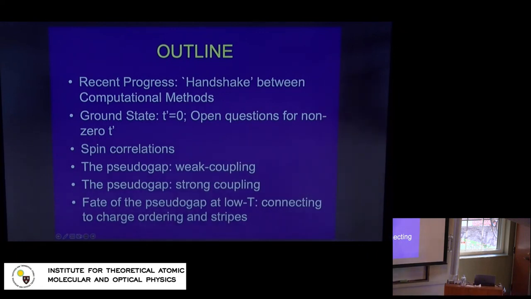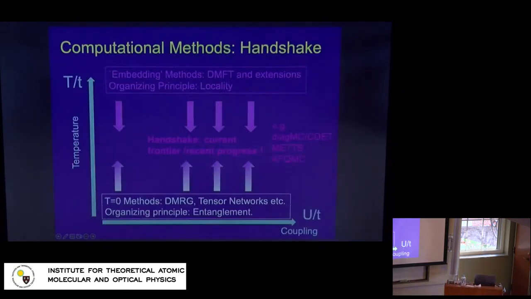Then I will move on to exploring spin correlations and how they evolve as a function of temperature and doping. And in my view, this is tightly related to the pseudogap. I will talk about the weak coupling pseudogap and then the strong coupling pseudogap, and try to report on recent progress in understanding what is the fate of the pseudogap state as we move to low T and make our way to T equals 0.